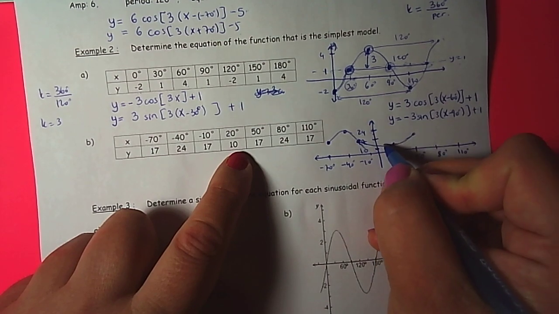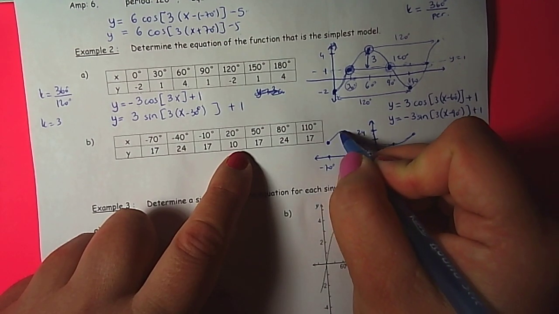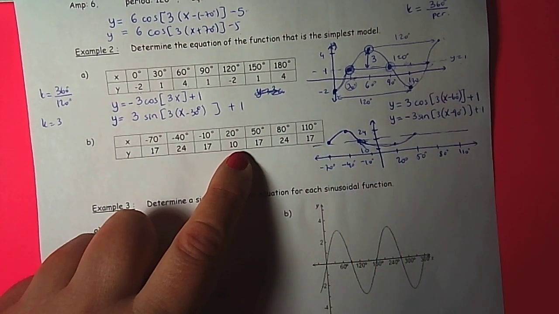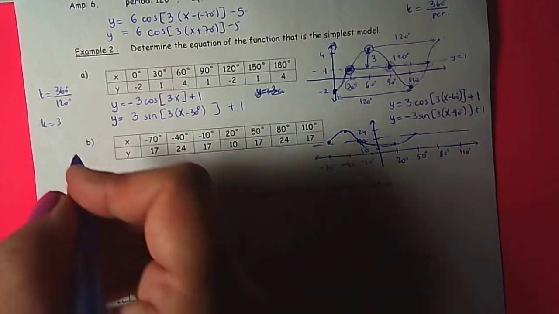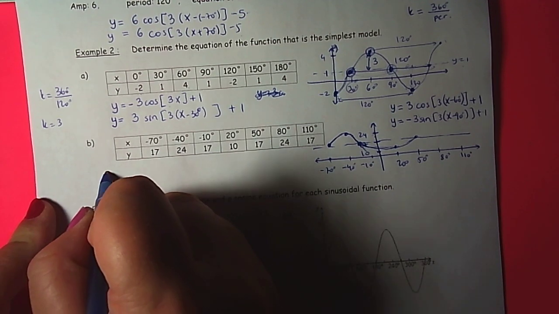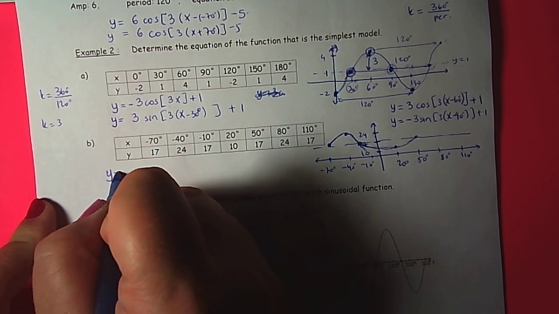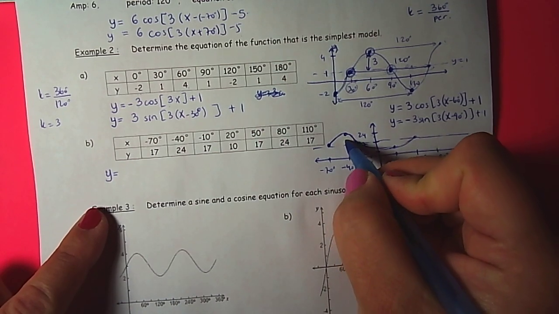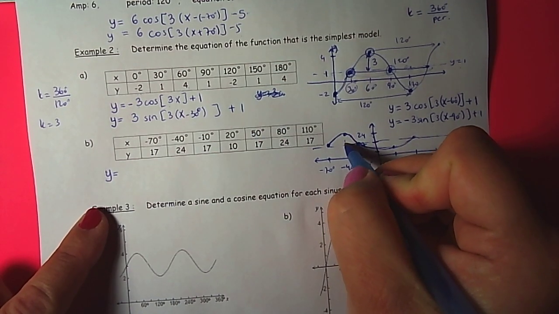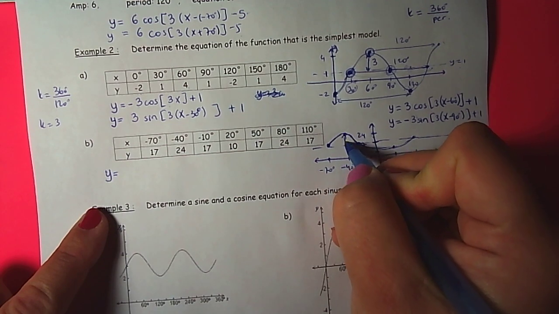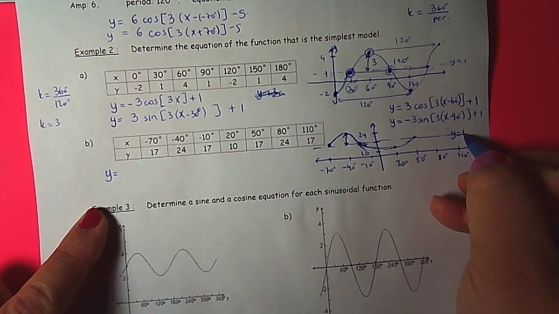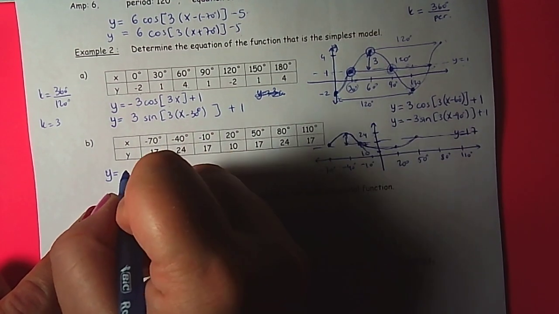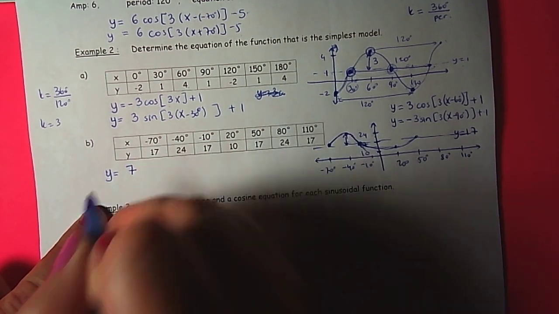So my graph is not scaled, but we kind of can see what's going on here. Okay, so let's write the equation. A value, that is the vertical distance from the equation of axis to maximum or minimum. So in this case, the equation of axis is y equals 17. So the difference between 17 and 24 is 7 units. So amplitude is 7 units.